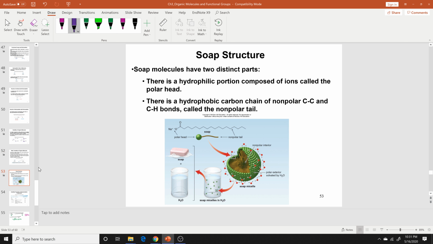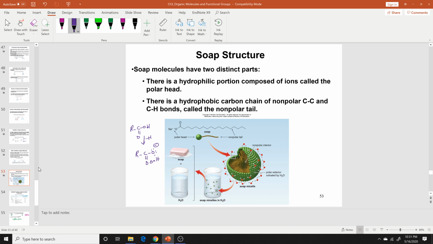For the soap structure, soaps are molecules that have two distinct parts. Normally soap molecules are salts of carboxylic acids. If the carboxylic acid loses its hydrogen and becomes a conjugate base, then the carboxylic acid becomes a salt. So this is what we call a salt.